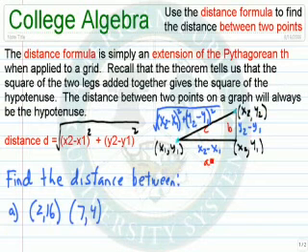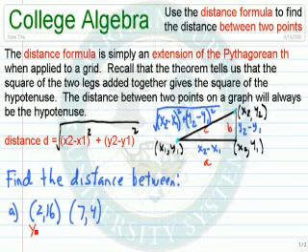So if we apply the Pythagorean theorem, we square this side, add them together, and take the square root, and we get this. So the distance formula D is given by the square root of x2 minus x1 squared plus y2 minus y1 squared. Let's find the distance between these 2 points.